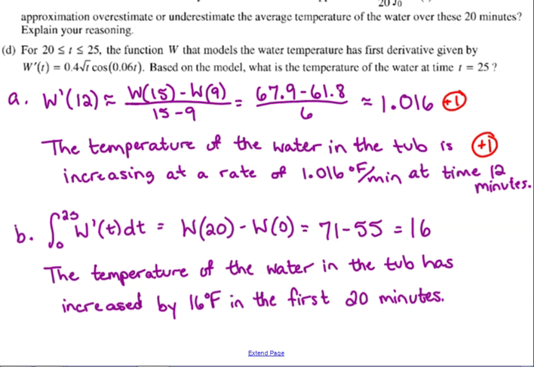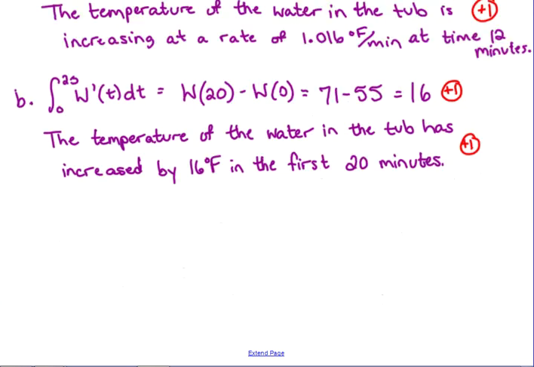They say the water has warmed by 16 degrees Fahrenheit over the interval from t equals 0 to t equals 20. Okay, both of those say the same thing. You get 1 point for the value, you get 1 point for your interpretation with units. So this is, we're talking about the original function, so that's why we just have the temperature unit. There's no amount of time, because we're just talking about the original function.